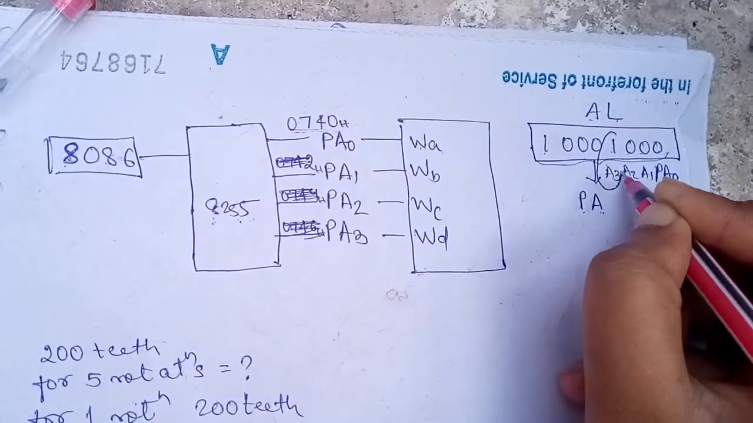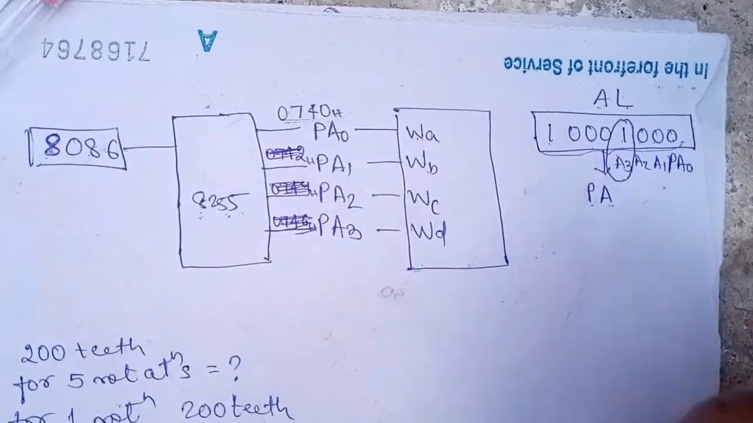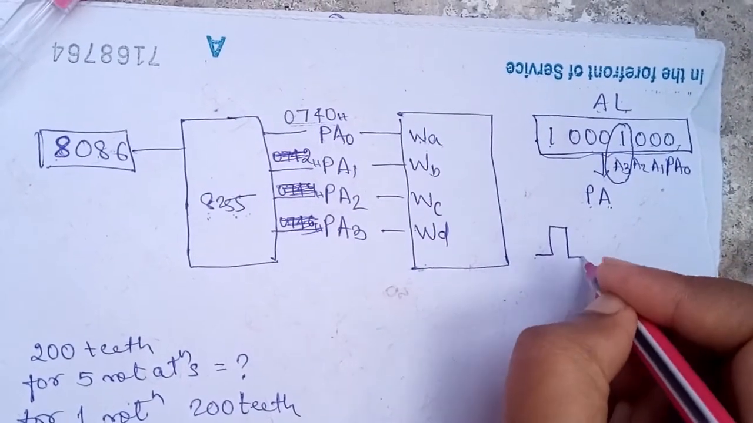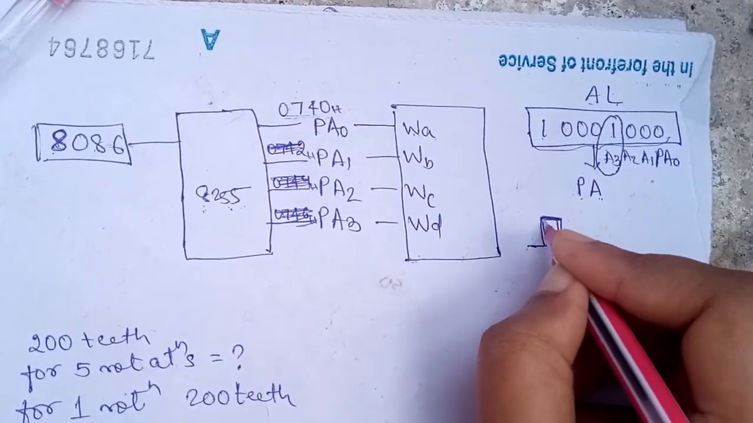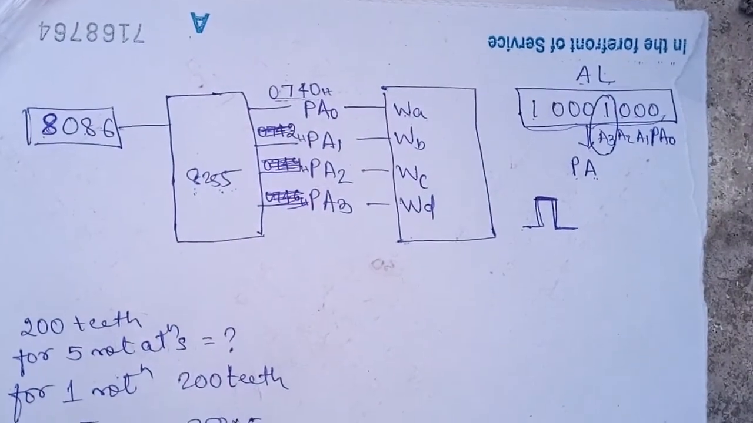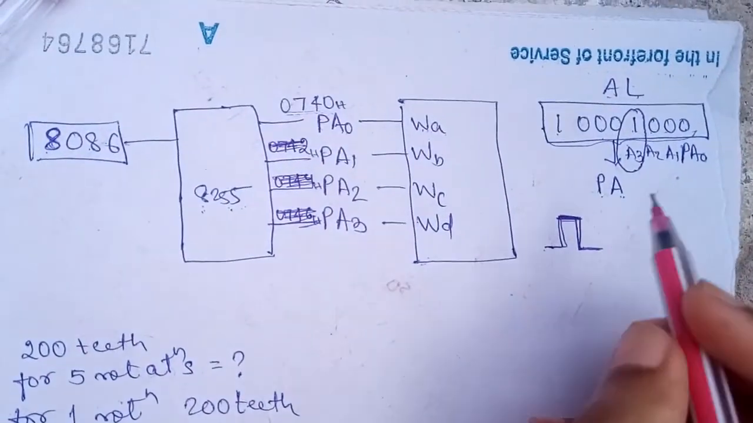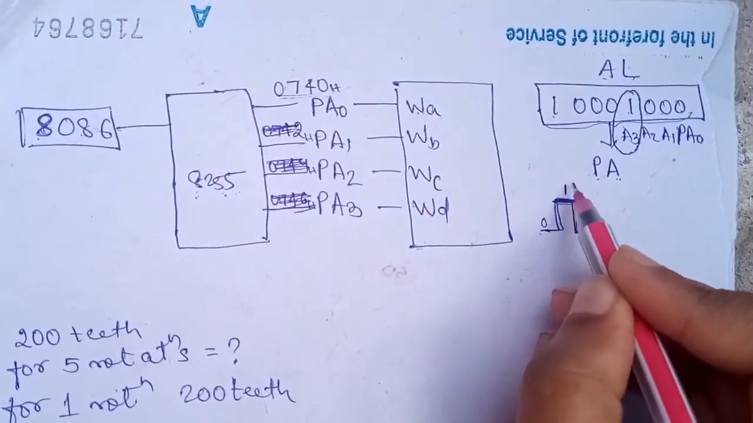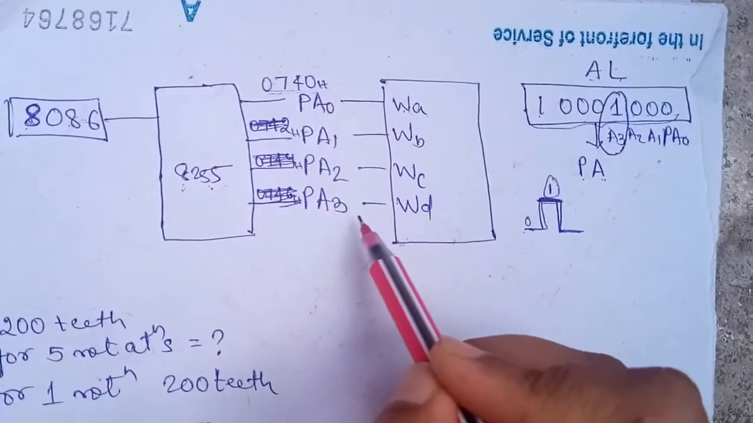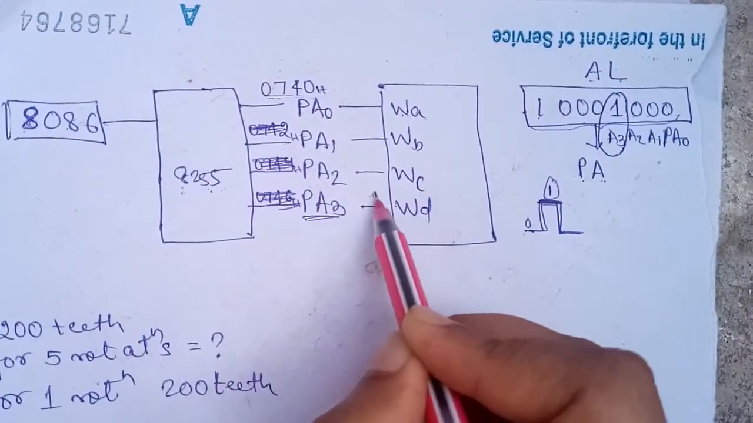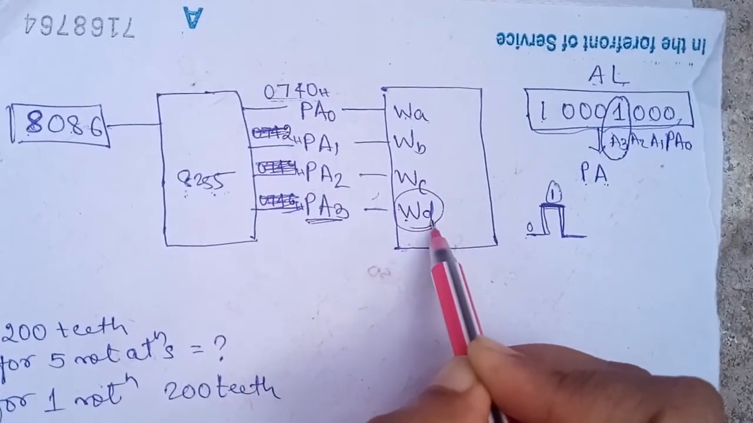So when 1 is given to A3 and then a delay function is called, we are passing a pulse like this. The delay function sets the width of this pulse. This is 0, this is 1, and this 1 is because of this. So PA3 is given 1, which means WD is excited.